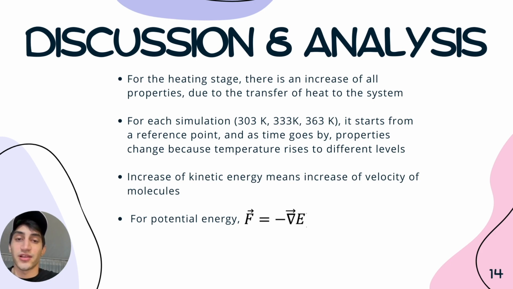Finally, in the potential energy, we have that the force is equal to the negative gradient of the potential energy. This translates to: the more negative the potential energy, the more stable a system is. In the graphs, it's shown that as temperature increases, the value of the potential energy is less negative, which translates to a more unstable system.